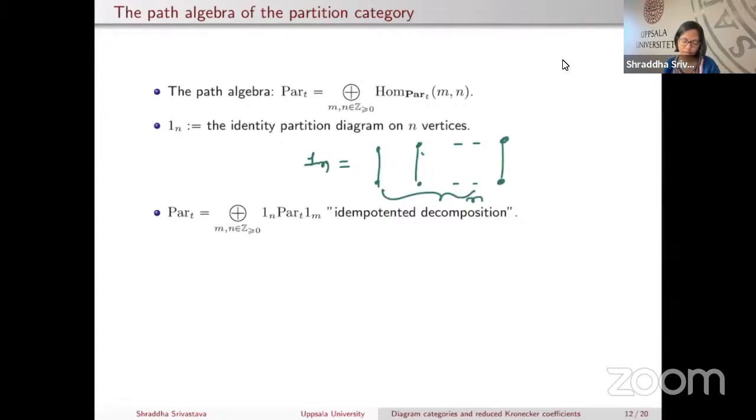And then the path algebra has this idempotent decomposition, which is just rewriting the thing. There's not much happening here. This home space is basically, we can definitely multiply things on the top and bottom by the corresponding identity elements without changing the algebra. And each of these is finite dimensional, because we have only finitely many partition diagrams when you fix the number of vertices on the top and bottom. So this is locally finite dimensional.